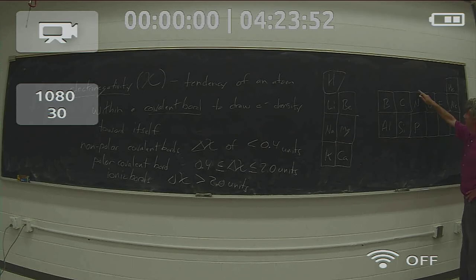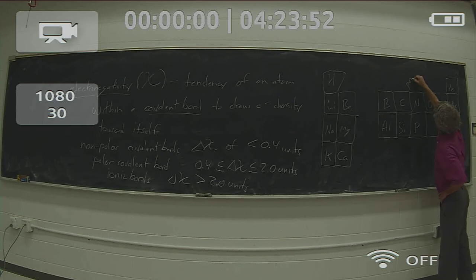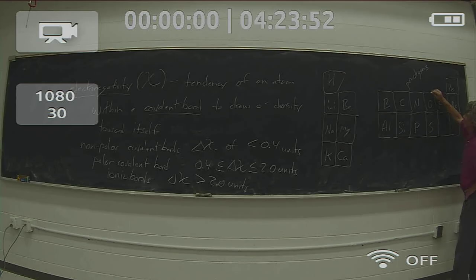You may remember that these are known as the pnictogens. Below oxygen, we have sulfur. You may remember that those are the chalcogens. And below fluorine, we have chlorine. You will remember that those are the halogens. And then, of course, these are the noble gases: helium, neon.